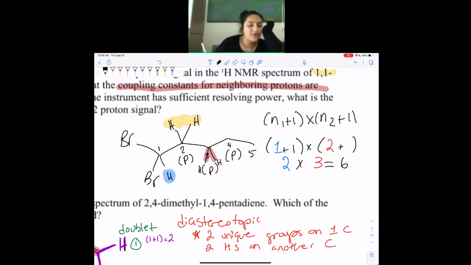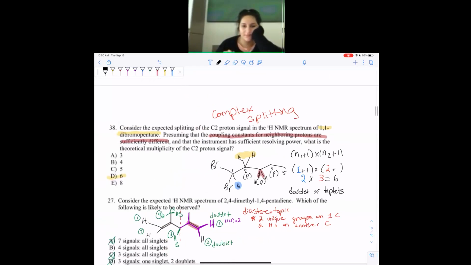And so what would the name for this be? Is that a doublet of triplets? Yes, it is. Awesome. Any other questions about splitting? If not, we can go ahead and move on.